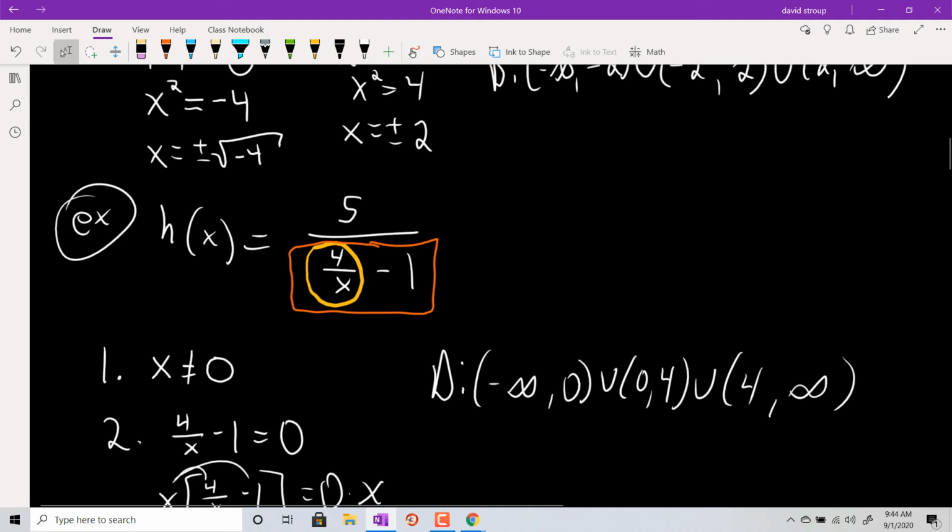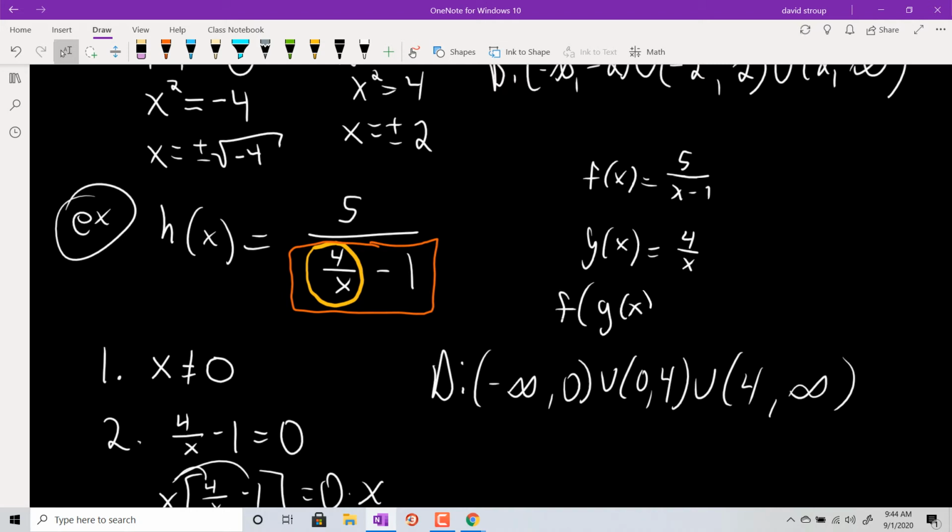So it's kind of a composition of maybe f of x equals 5 all over x minus 1, and then g of x would be 4 over x. And then to get h of x, what you're doing is putting g of x inside of f of x. Okay, so that would be 5 all over, so wherever I see x, I put 4 over x, right? And then you create this new function.